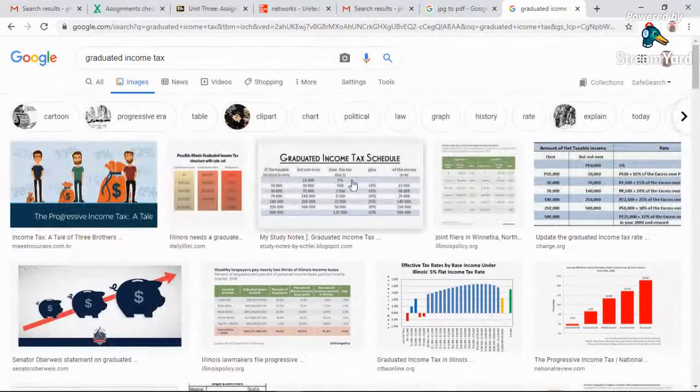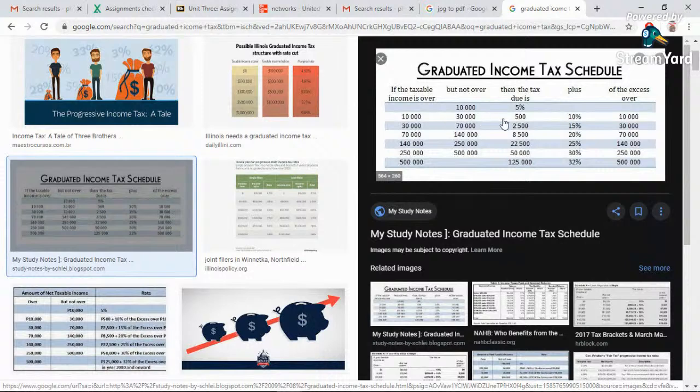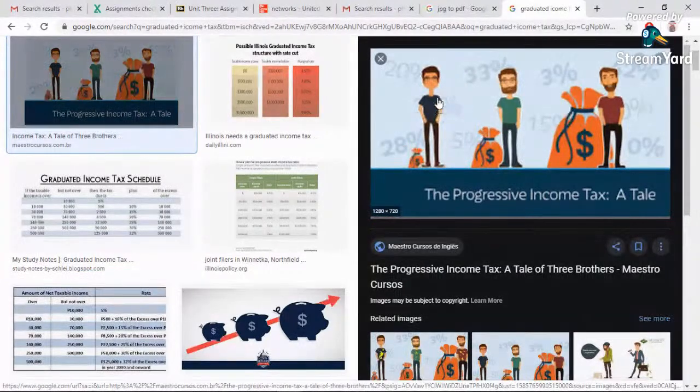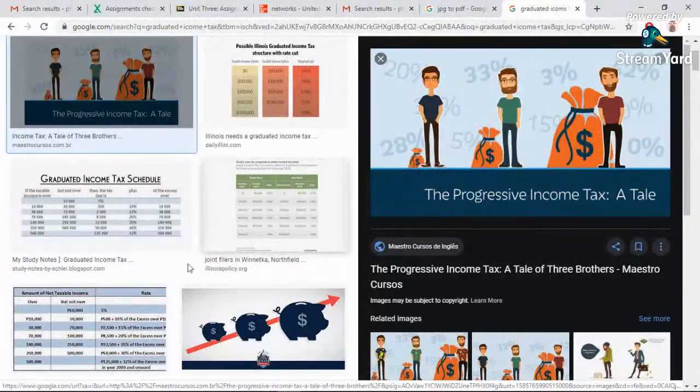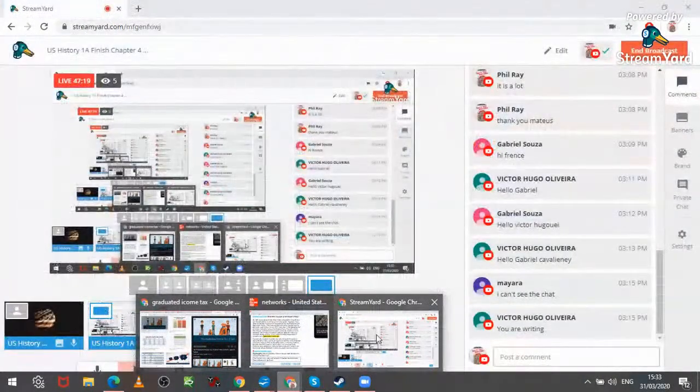Graduated income tax. So there you have it. If you make 10,000, then you pay $500. If you're between that, you pay about $500 of taxes. If you're between 30 and 70,000, 2,500, and it goes on and on. And this is what a progressive income tax looks like. So if you don't make too much money, you don't pay so many taxes. If you're in the middle, you pay a little bit more. If you're very rich, you pay a lot of taxes. So the Grangers were into this idea.